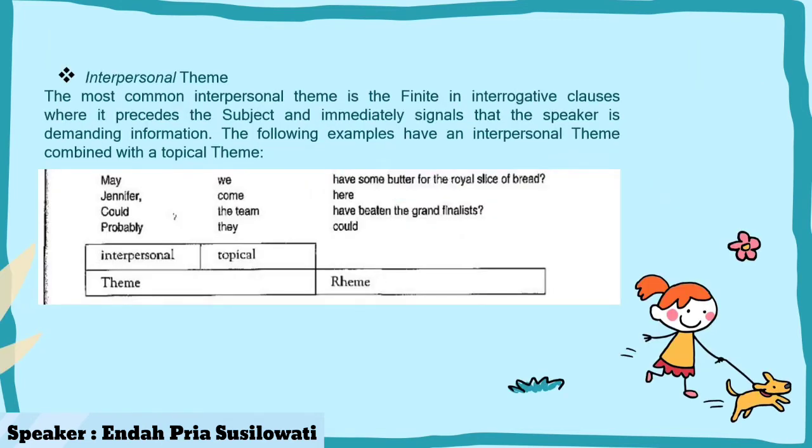For the last, interpersonal dim. The most common interpersonal dim is found in interrogative clauses, where it precedes the subject and immediately signals that the speaker is demanding information. The following examples have an interpersonal dim combined with a topical dim.